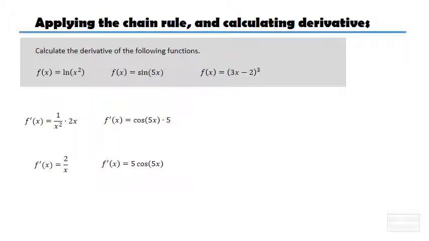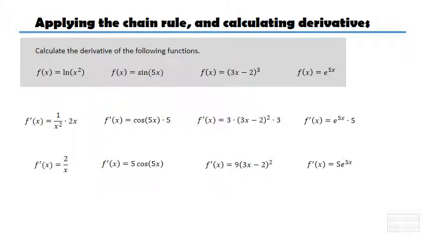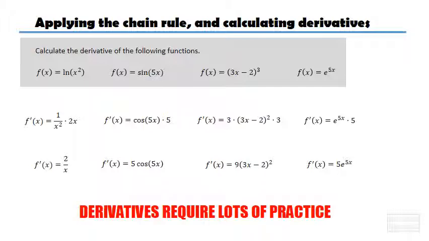If f of x equals 3x minus 2 to the power of 3, well, it'll be 3 times 3x minus 2 to the power of 2, which is the derivative of the outside function, times 3, which is the derivative of the inside part, 3x minus 2. And finally, if I have e to the power of 5x, it'll simply be e to the power of 5x times, and now the inside function is 5x, so times 5. And that's how it works.